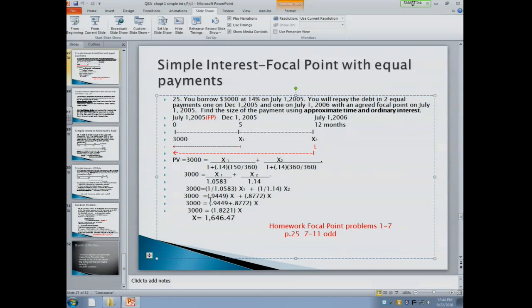I solve that to get 1 divided by 1.0583 is 0.9449. 1 divided by 1.14 is 0.8772. Add those two coefficients to get 1.8221. Do a little bit of algebra, and each payment will be $1,646.47. Again, I recommend you pause.